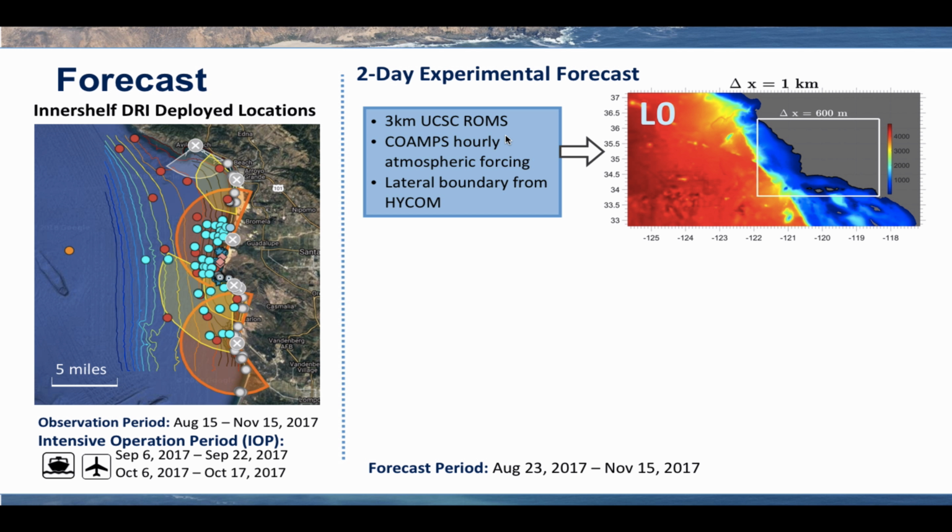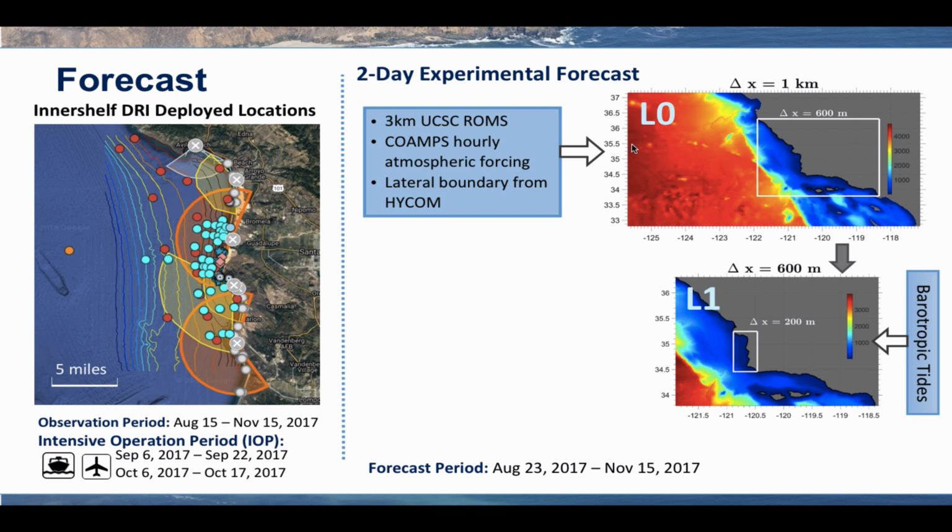The way the forecast was set up is we had an outer domain model grid here, at 3-kilometer resolution, that was used for a forecast by the UC Santa Cruz group. And this forecast was essentially integrated with the COAMPS hourly atmospheric forcing. Here it's important to note that the COAMPS data actually does have data assimilation to initialize the forecast, but the ocean model itself is only forced by this atmospheric product. So the forecast skill really comes from the atmospheric drivers of the circulation. The lateral boundary conditions are also set to the HYCOM model, which I believe also has data assimilation.